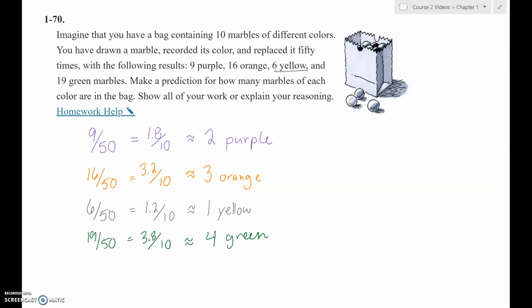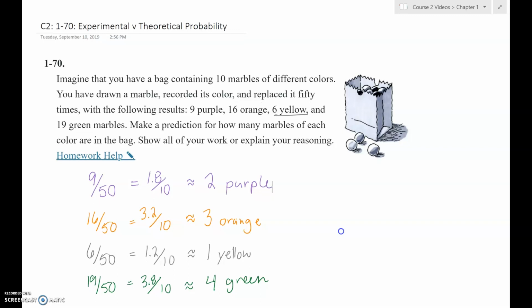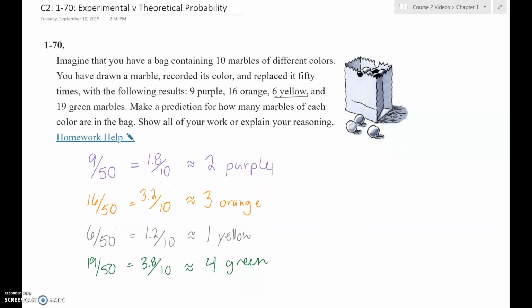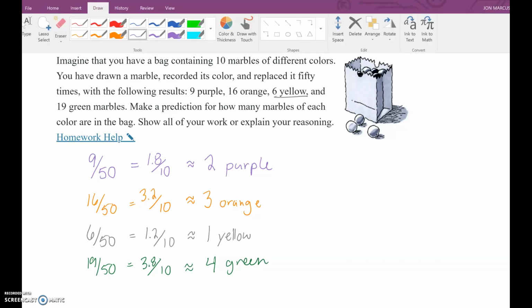This problem comes from Course 2, which is 7th grade. It's a little bit about experimental probability versus theoretical probability. So it says a bag containing 10 marbles. That's really important here.